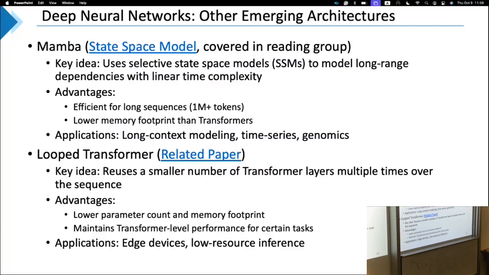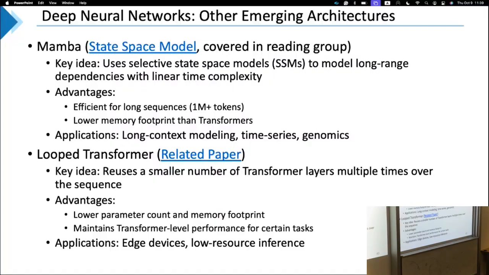And you can see in some tasks which involve long-term time series relationship, Mamba is actually good. And one last model I want to mention here is the loop transformer.